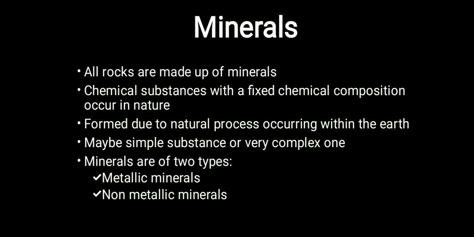Now, our next main topic is minerals. You know, children, all types of rocks are made up of a substance called minerals. And minerals are chemical substances with a fixed chemical composition that occur in nature. They are formed due to natural processes occurring within the earth, and they may be simple substances or very complex ones. And minerals are of mainly two types: metallic minerals and non-metallic minerals.